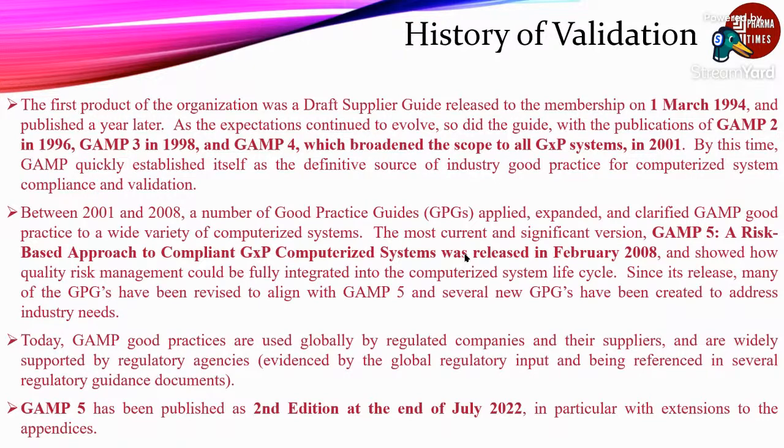After GAMP 4 in 2001, it required around 7 years to publish GAMP 5, and currently we are using GAMP 5. The title of GAMP 5 is A Risk-Based Approach to Compliant GxP Computerized Systems, which was released in February 2008. And recently, before 2 months ago, in July 2022, the second edition of GAMP 5 was published, which is also available at the ISPE website.